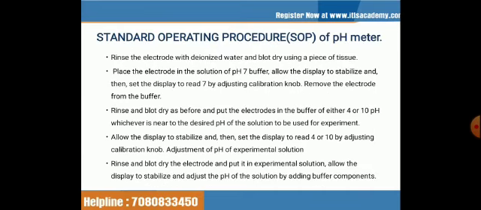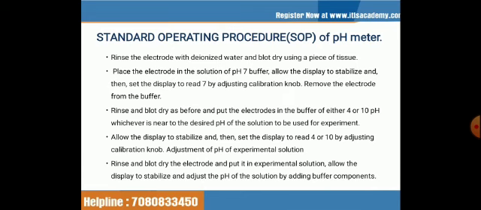Now let's understand the standard operating procedure for measuring with the pH meter. First, we have to rinse the electrode with deionized water and blow dry using a piece of tissue paper. Next, place the electrode in the solution of pH buffer. Allow the display to stabilize and then set the display to read 7 by adjusting the calibrating knob. Remove the electrode from the buffer.